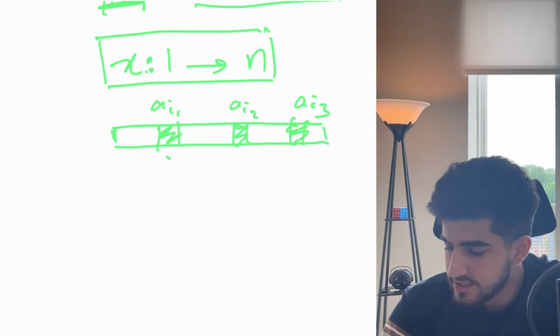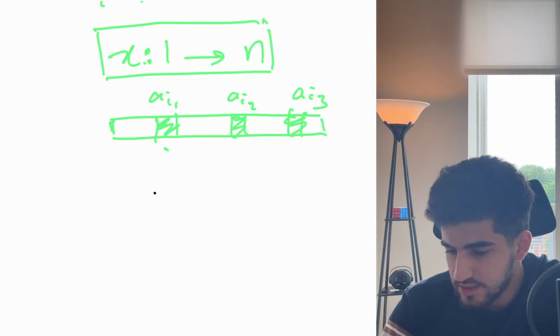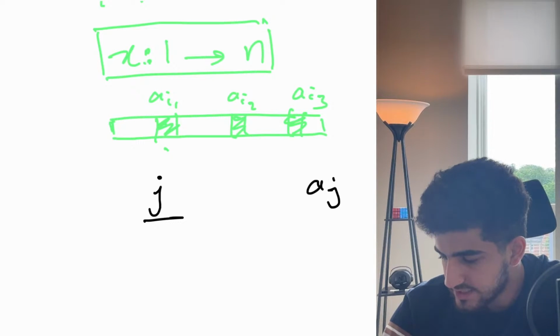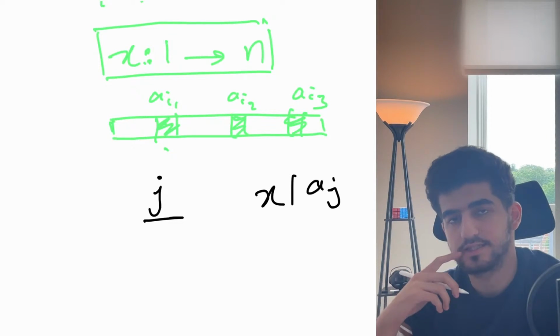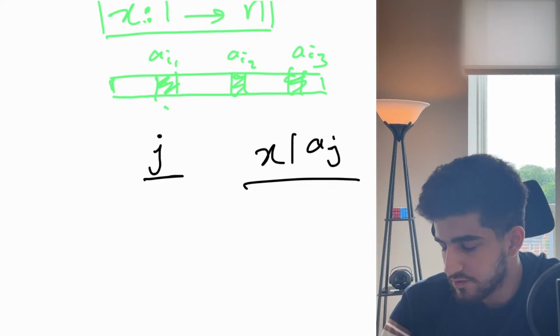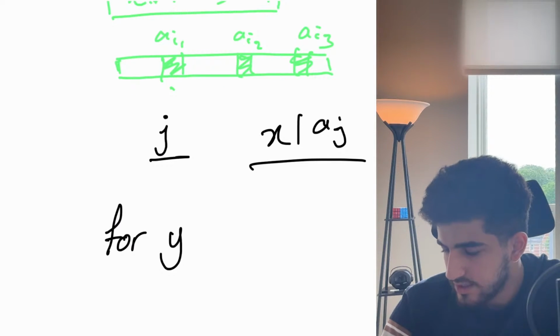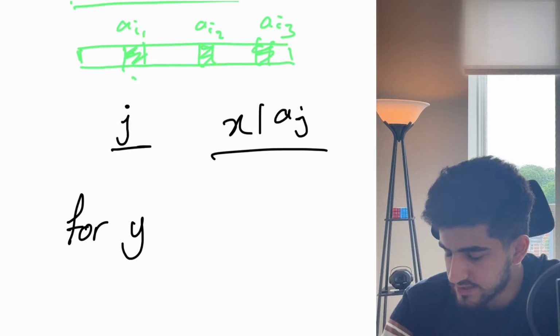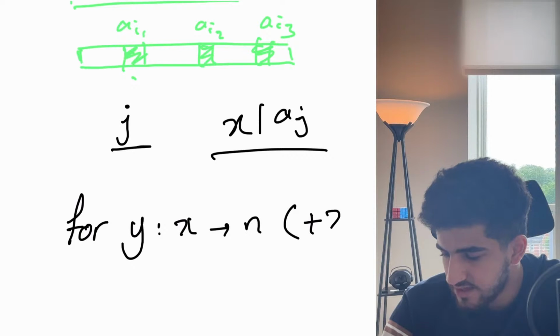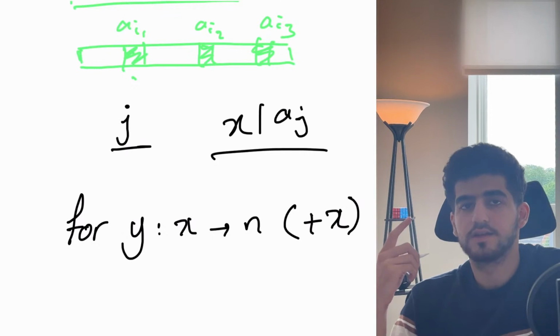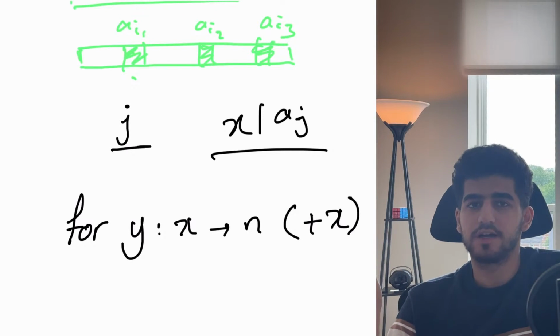Now I know that they should be matched with some J such that A sub J is a multiple of X. So I have another for loop on Y that starts from X and goes to N, and each time will be incremented by X. Okay, this is the sieve idea.